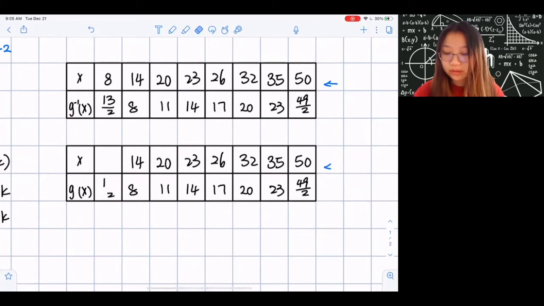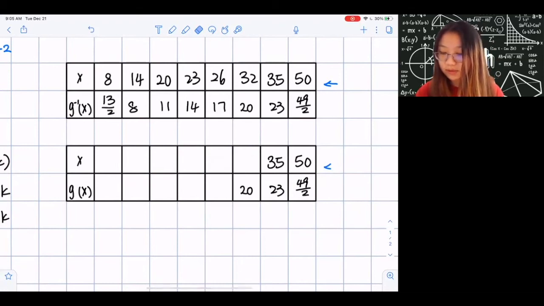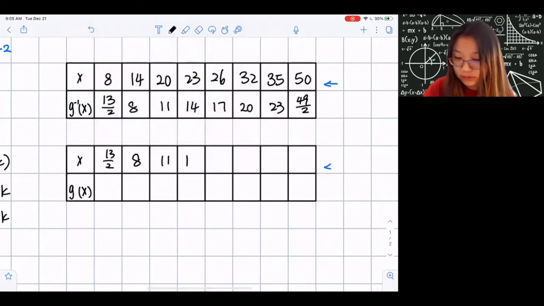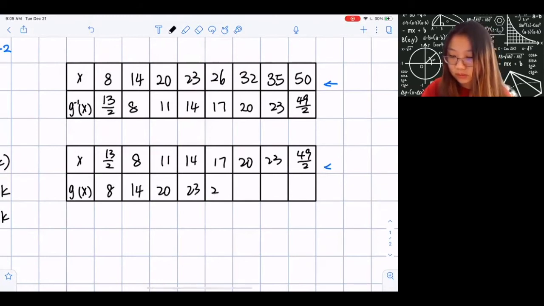So if you know the property of inverses, you will know that I'm actually just going to switch my x values and my y values. So I'm putting my bottom column to the top. Let me just use black. So I have 13 over 2, 8, 11, 14, 17, 20, 23, 49 over 2. And then I'm putting my top column to the bottom. So 8, 14, 20, 23, 26, sorry, 32, 35, 50, right?